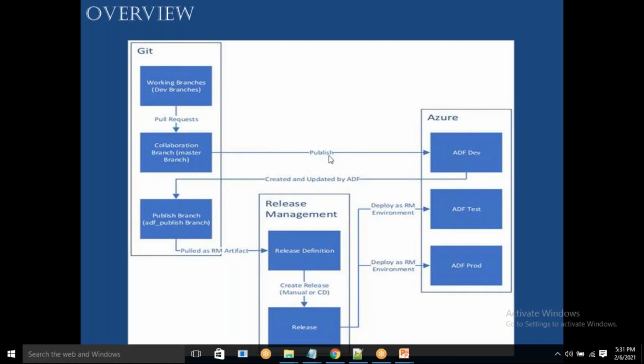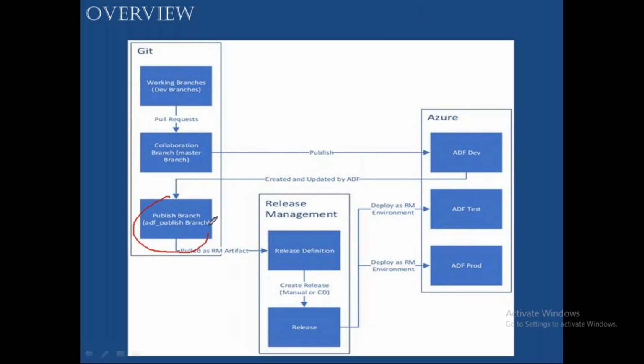Once you publish, it will create something called a publish branch. This publish branch I need to take and deploy into the ADF test environment. How to do that? You need to create a release pipeline. With the help of the release pipeline, I can deploy into the test. Once it is deployed into the test successfully, if you want to deploy the same code into your production, you can do that.